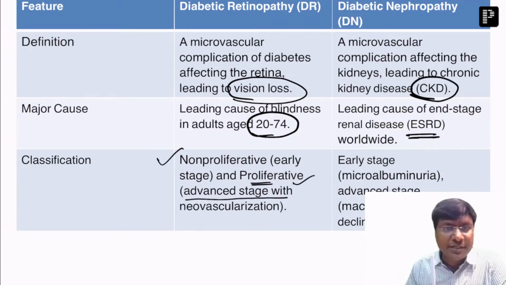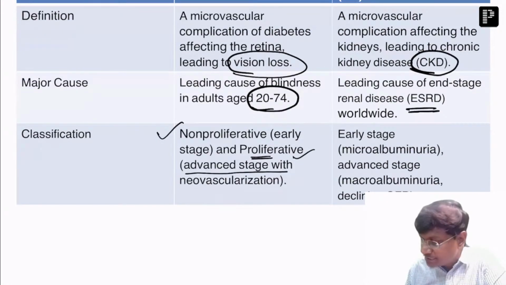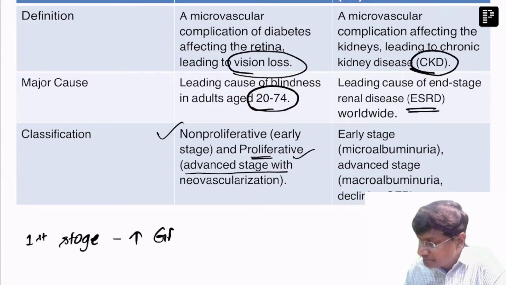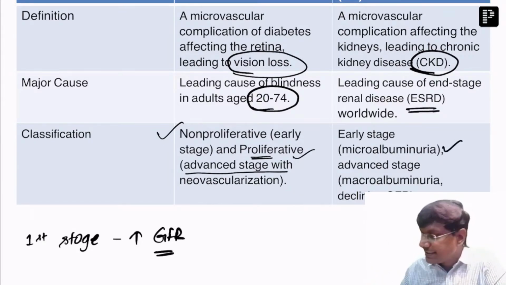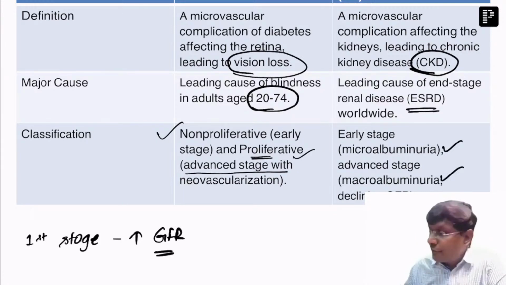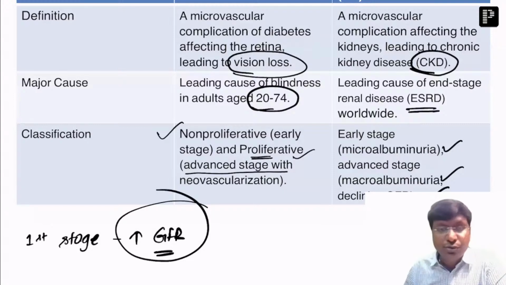In diabetic nephropathy, the first stage, right? The first stage will be increase in the GFR. Increase in the GFR will be the first thing that you will have in case of diabetic nephropathy. Followed by that, there will be microalbuminuria. In the later stages, there will be macroalbuminuria. Followed by that, there will be decline in the GFR. But the first thing is, you will notice that there is increase in the GFR.